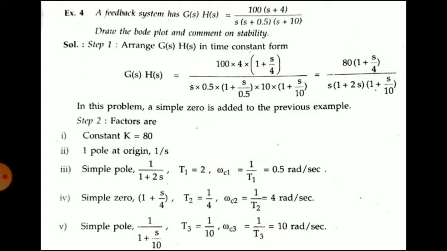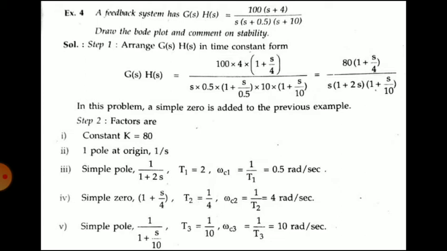Then you will get the values of T1. So T1 equal to 2, because there is 1 upon 1 plus 2s. If you observe the time constant form, in the denominator the form is given as 1 plus Ts, which means T1 equal to 2. Then for the simple zero, T2 equal to 1 upon 4 and T3 equal to 1 upon 10.